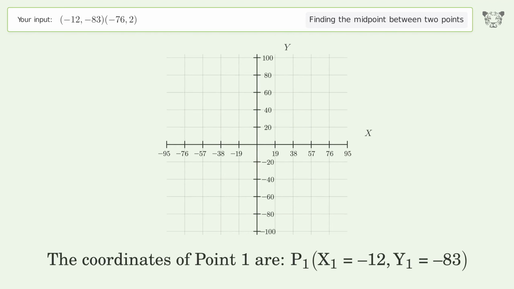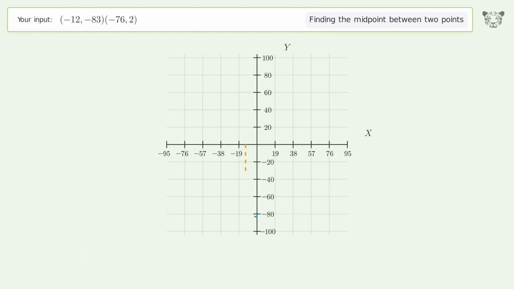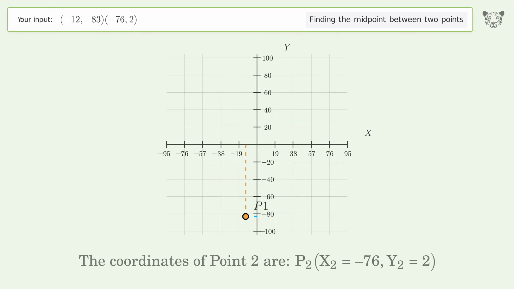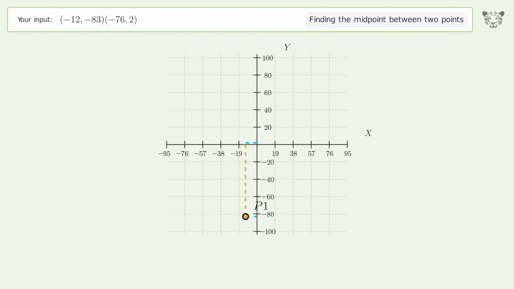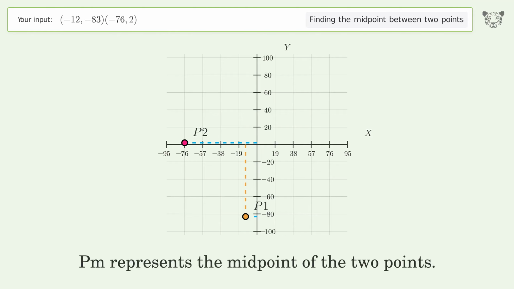The coordinates of point 1 are, x1 equals -12, y1 equals -83. The coordinates of point 2 are, x2 equals -76, y2 equals 2. PM represents the midpoint of the 2 points.